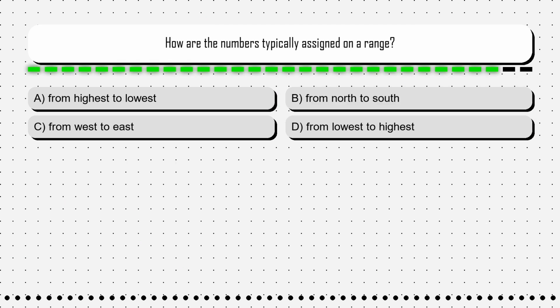Question 31. How are the numbers typically assigned on a range? Option A, from highest to lowest. Option B, from north to south. Option C, from west to east. Option D, from lowest to highest.